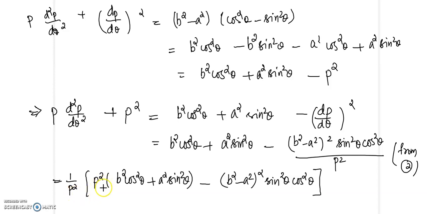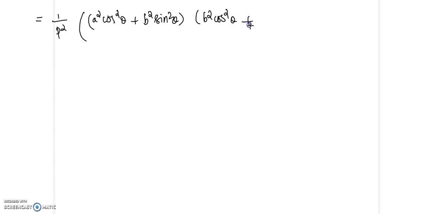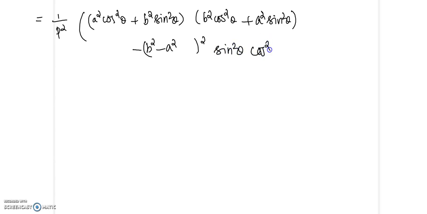Now substitute the value into equation 2. Take p outside, so this is what you will get. Now substitute p square into this equation. So it is going to be 1 by p square into p square, and the value substituted here: a square cos square theta plus b square sin square theta, into b square cos square theta plus a square sin square theta, minus b square minus a square whole square sin square theta cos square theta.